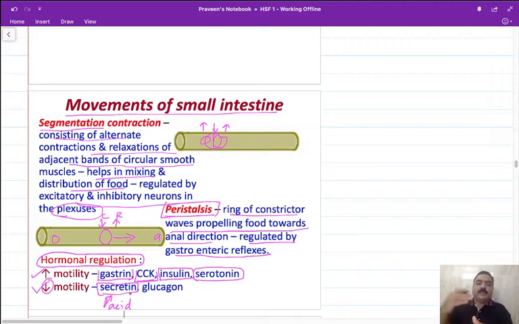So until then, whenever you have secretin, what happens? The motility is restricted, so that it gives the time for the neutralization of the acid.